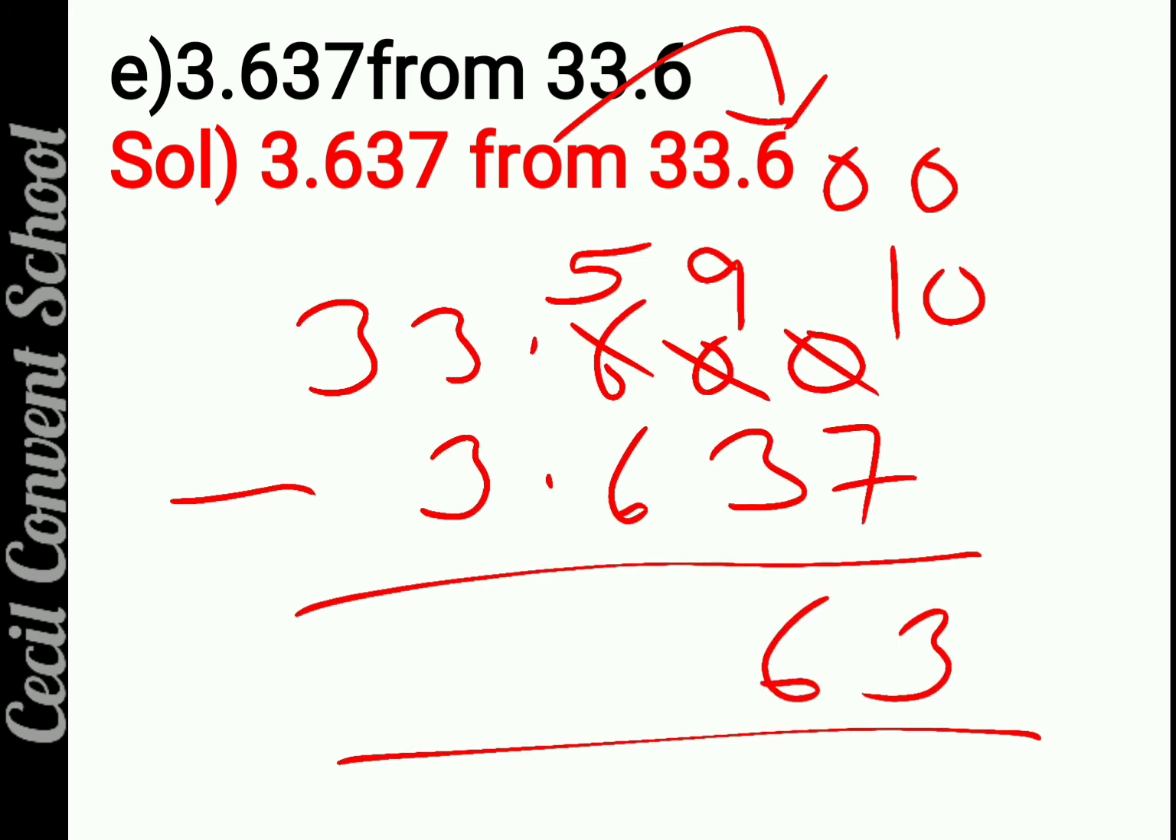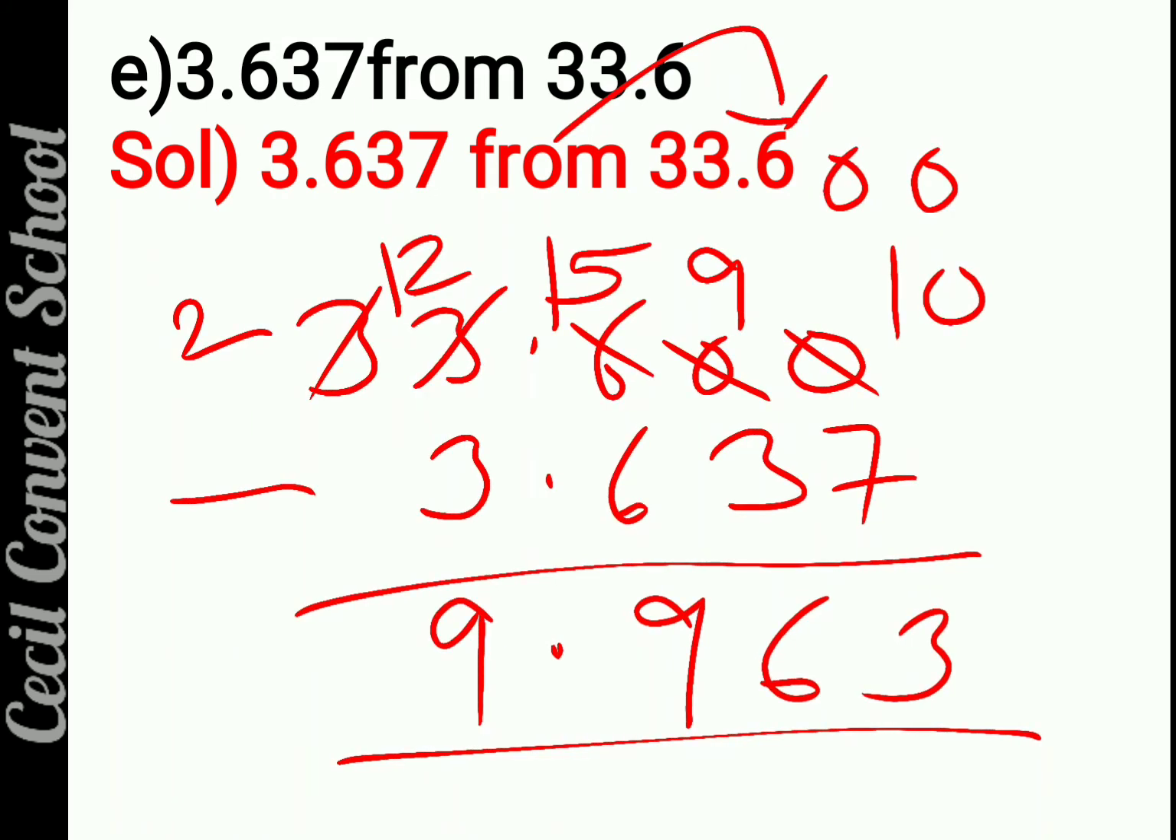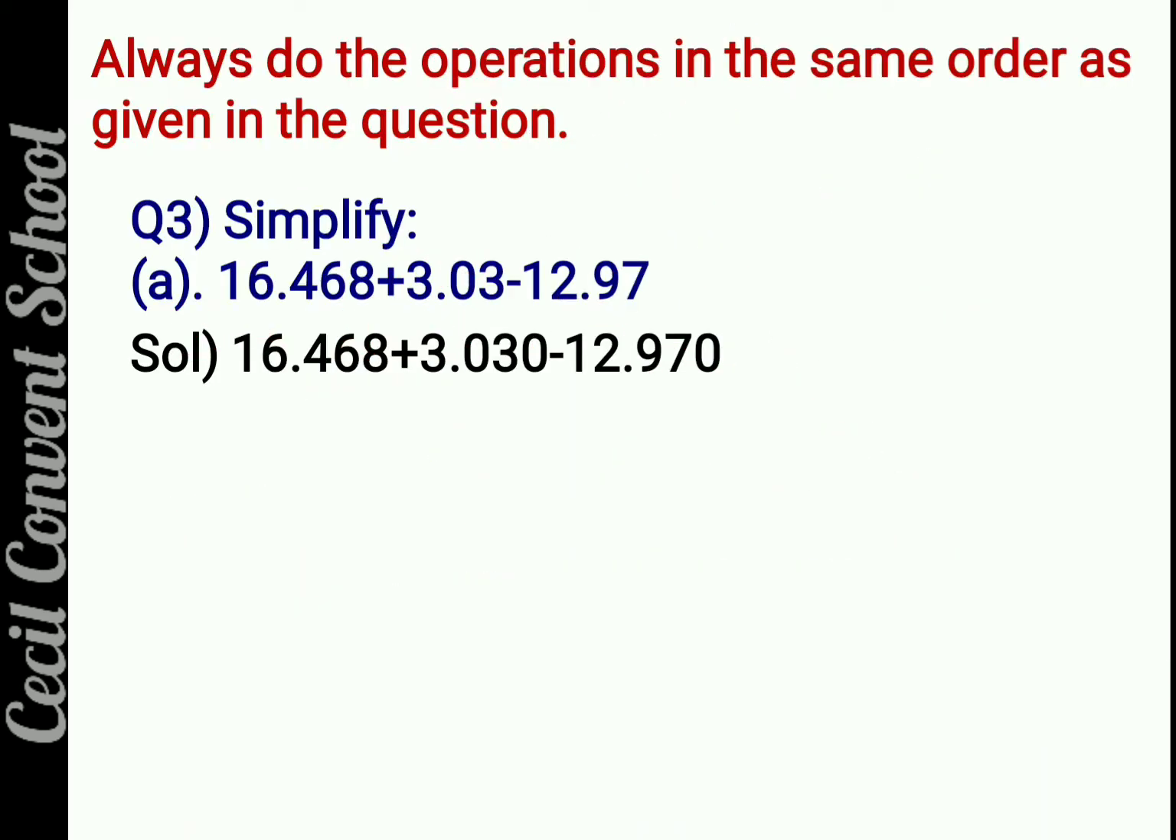From 5 we are not able to minus, so we take from this one 3, it becomes 2, it becomes 15. 15 minus 6 is 9. 2 minus 3 not possible, so what I do, take from 3, it becomes 2 and it becomes 12. 12 minus 3 is 9, so it becomes 2. Answer is 29.963. Clear?